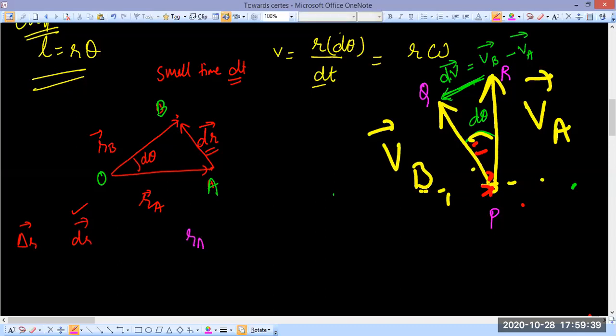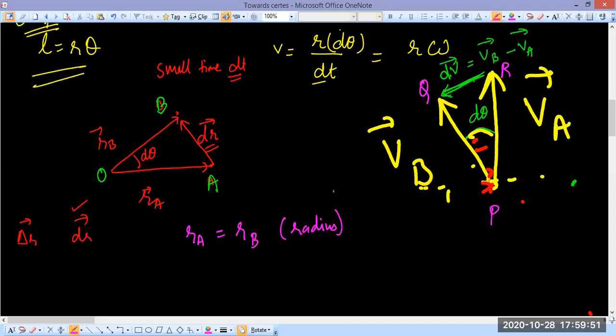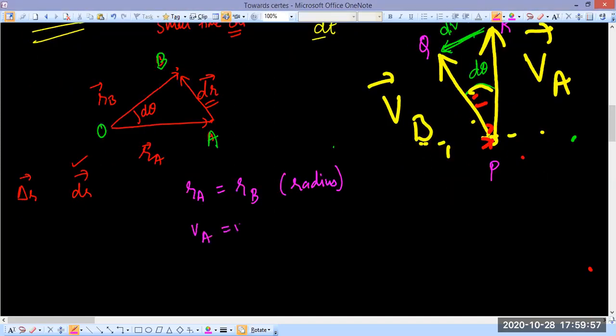See, RA is equal to RB. જે magnitude છે, sorry, vector નથી, magnitude છે, because both are radius. Okay. Similarly, VA is equal to VB because this is UCM. Speed is same. So based on this, can I write RA upon RB, which is equal to 1, is equal to VA upon VB?